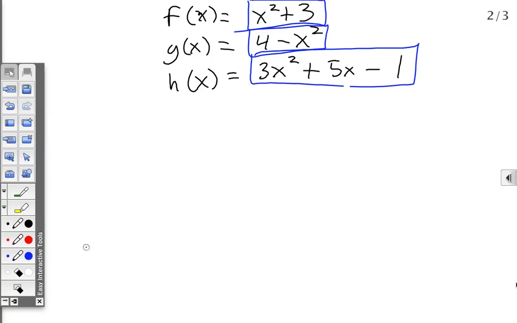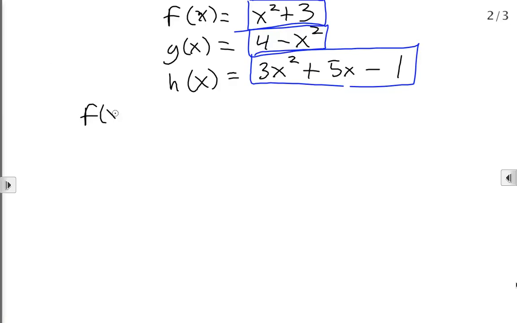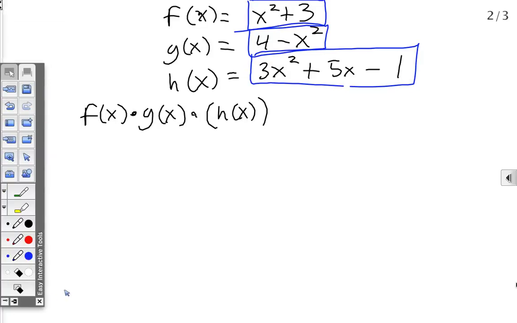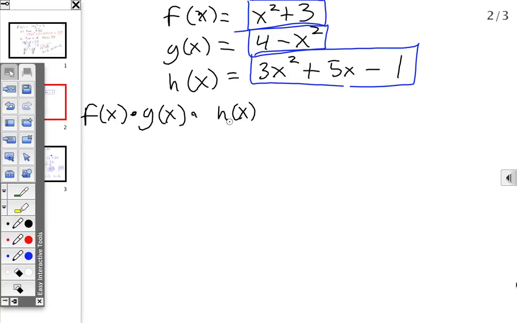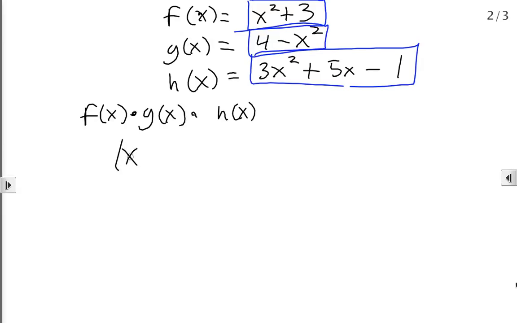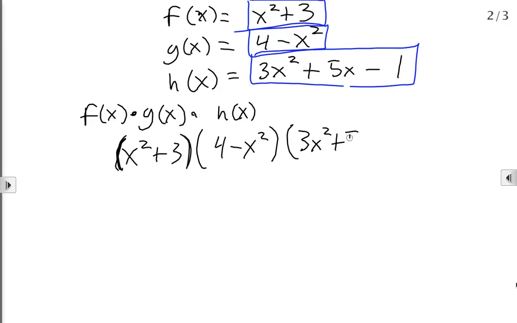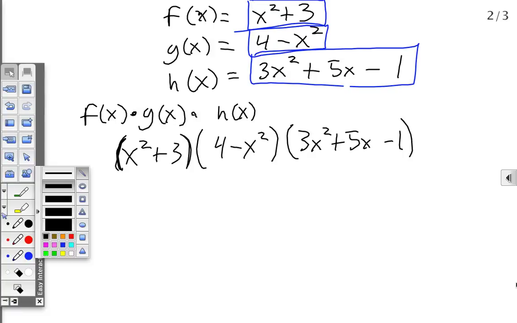Okay. Now we're going to multiply also, and so this is once again distributive property. It's just that it's kind of a lot of distributive property. So let's do f of x times g of x times h of x. It's not necessary to use these parentheses. All right. So once again, we're just going to write out f, we're going to write out g, and we're going to write out h. The only difference is we aren't adding the functions, we're multiplying them. So we have x squared plus 3 times 4 minus x squared times 3x squared plus 5x minus 1. So let's just do this.